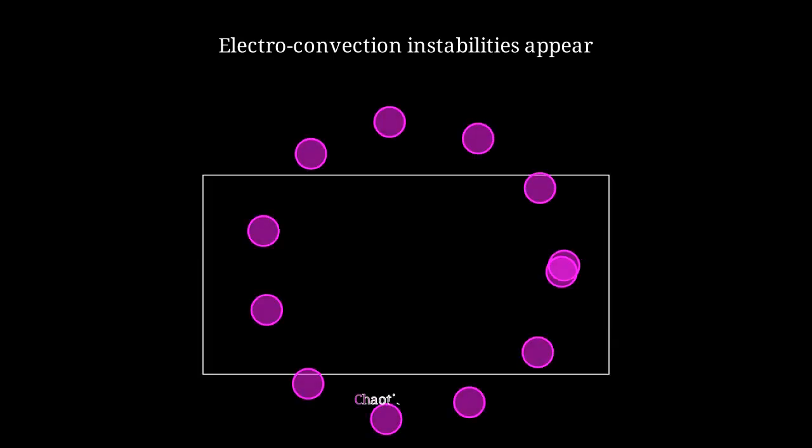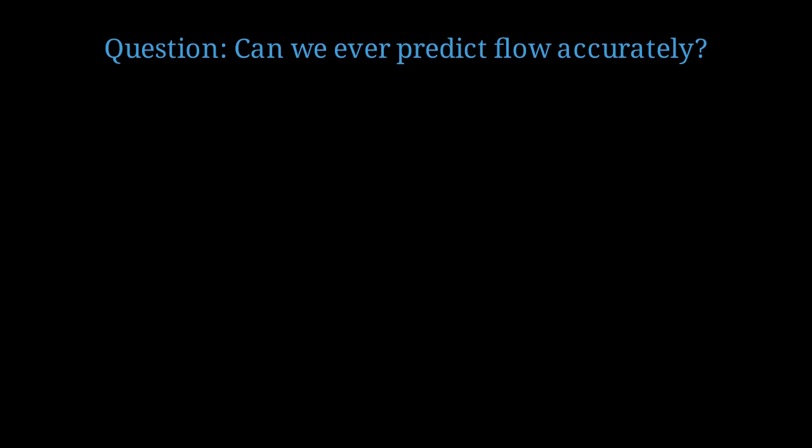At high voltage, the flow becomes chaotic. Vortices appear everywhere. The system is no longer laminar. Predicting flow becomes essentially impossible without direct numerical simulation of turbulence. So here is the big question. Given all this complexity, can we ever predict flow accurately from first principles? Or are we doomed to empirical approaches?